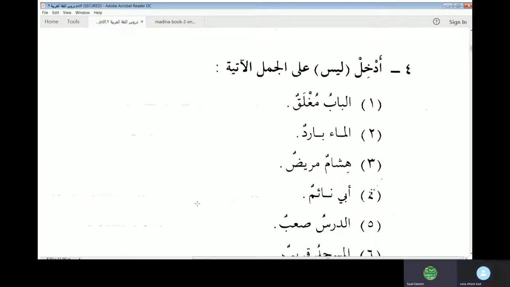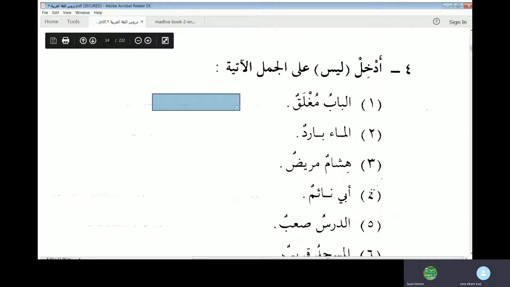हमने जोड़ा है तो उसी तरह हमने यहाँ पे उसका इस्तेमाल करना है। इसे उसके लाइसा अलग जुमलिल आती है। Enter the word लाइसा in the following sentence. अलबाब मुगलकुन. The door is closed.